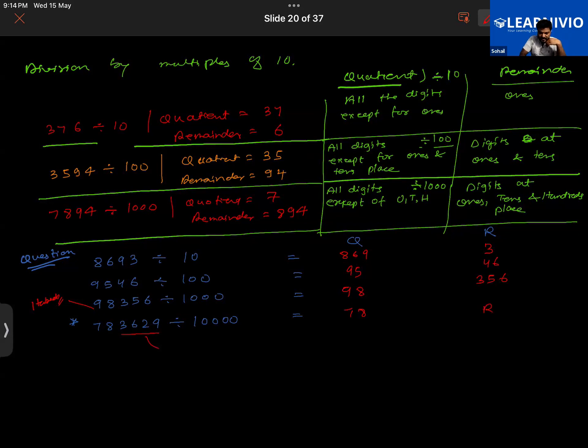That is 3,629. Is it clear now? So that happens for everything. See, you can have other examples also, and if you were to keep on increasing the multiples of 10, let's say right now you're having 10,000. If you have more than 1,000, you will write all the digits in the question except for the ones, tens, hundred, and thousand.